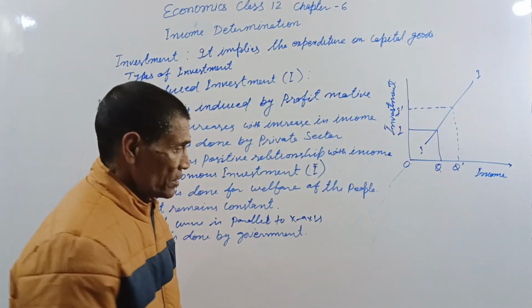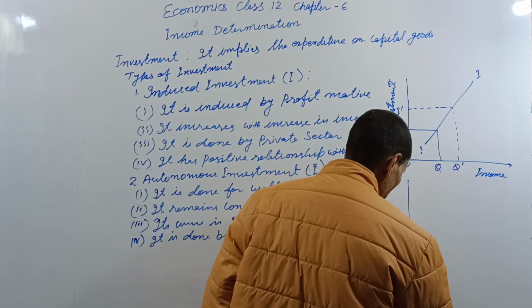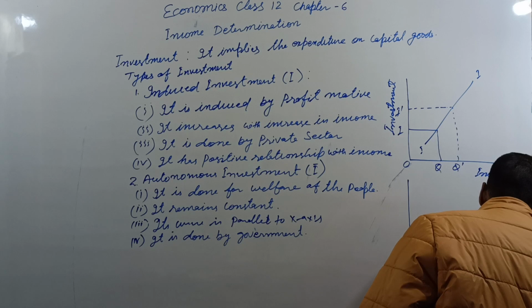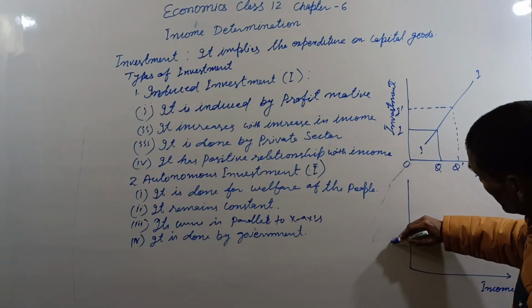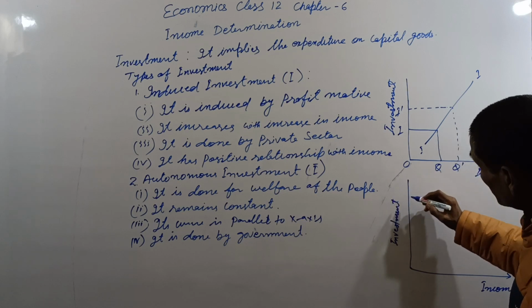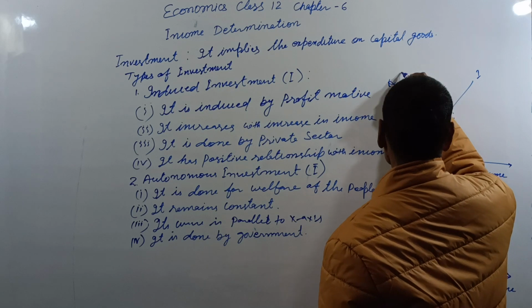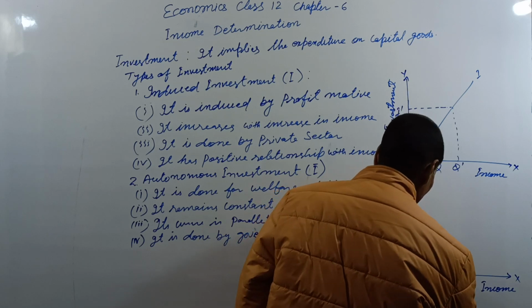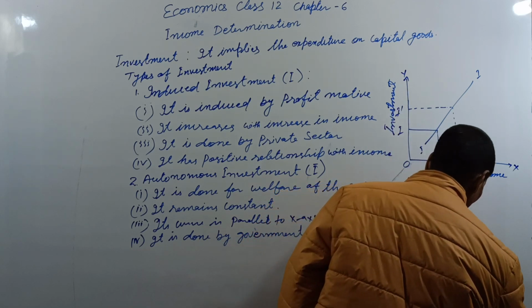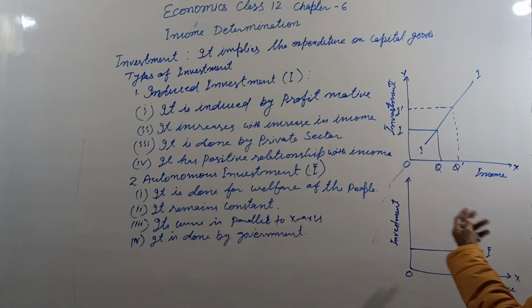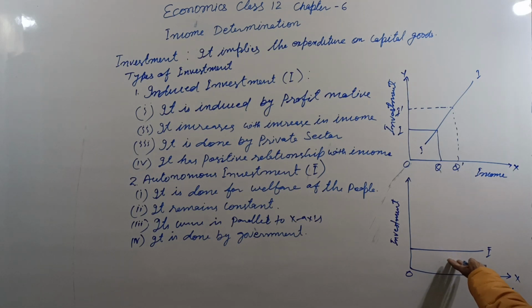And what will be the shape? Here again you draw like this. Here again we shall measure income, and this side investment. This is your y-axis, x-axis, O. This is the I curve. I dash you can write here, or sometimes we write I also. So it is parallel to the x-axis.